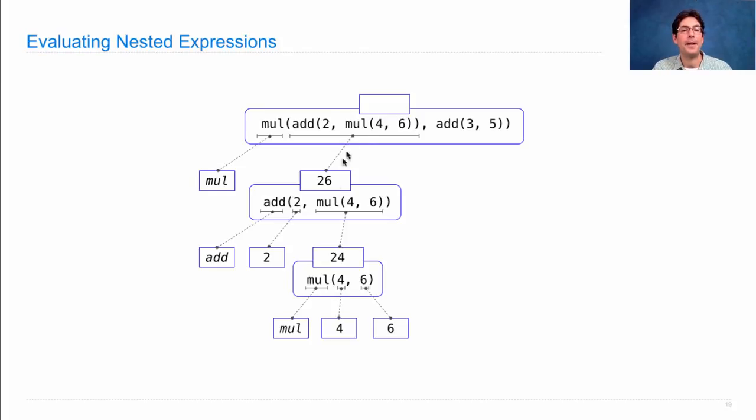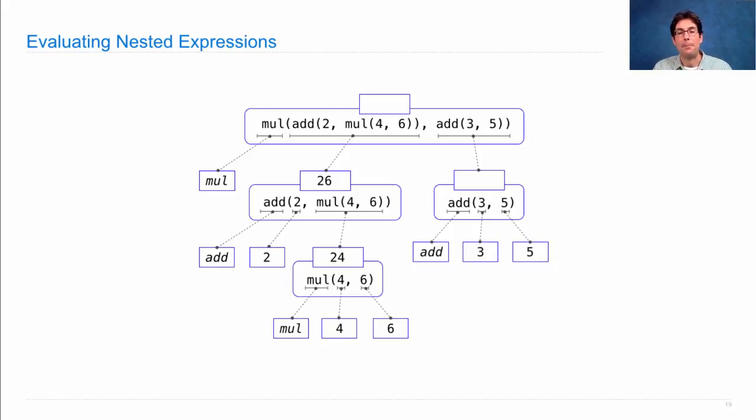So far, I've evaluated one operand. I've evaluated the operator, but I still need to evaluate the last operand before I get to multiply anything. That means I have to figure out what add 3, 5 is. That's another call expression. I find the operator and operands, evaluate to the add function, 3 and 5. Adding 3 and 5 gives me 8. Multiplying 26 times 8 gives me 208.